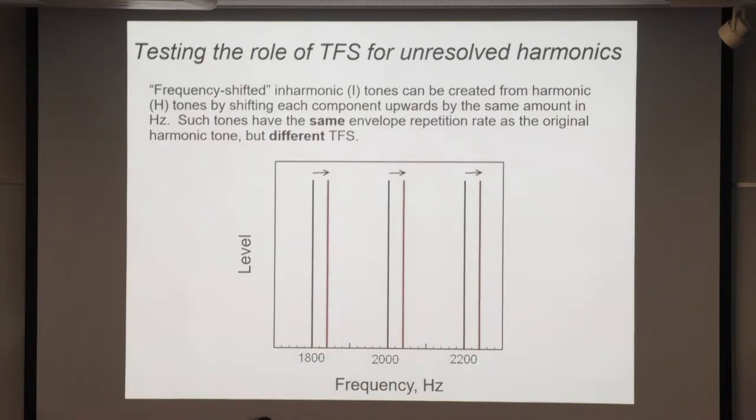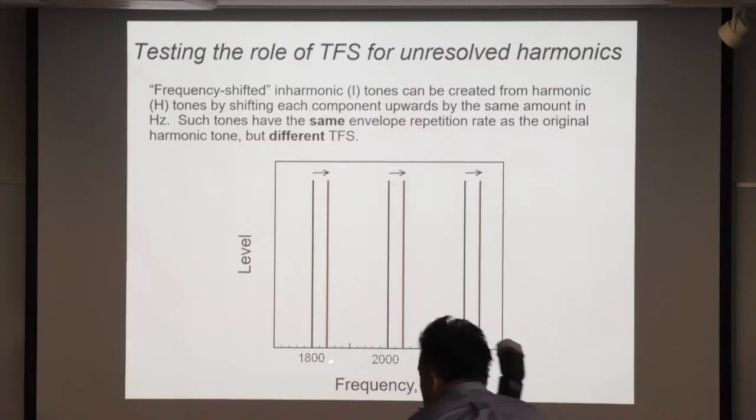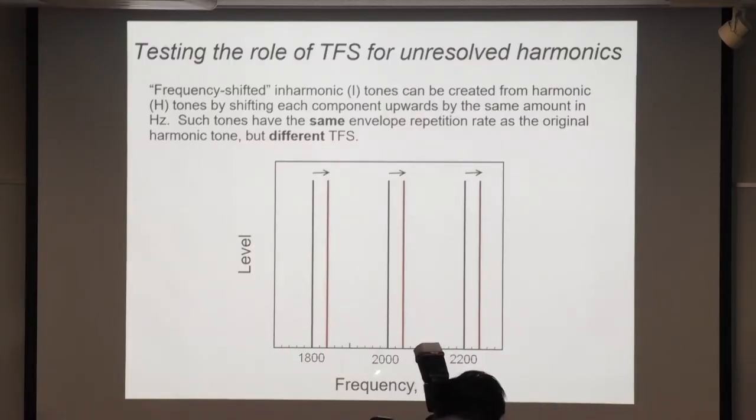One way we can test the role of temporal fine structure for unresolved harmonics is to use so-called frequency shifted or inharmonic tones. These are created from harmonic tones by shifting each component upwards by the same amount in hertz. So that's illustrated here. I've got three high harmonics of a 200 hertz fundamental, 1800 hertz, 2000 and 2200. Those are shown by the black lines. And an inharmonic tone is created by shifting each component upwards in frequency by the same amount. And this does not change the envelope repetition rate.